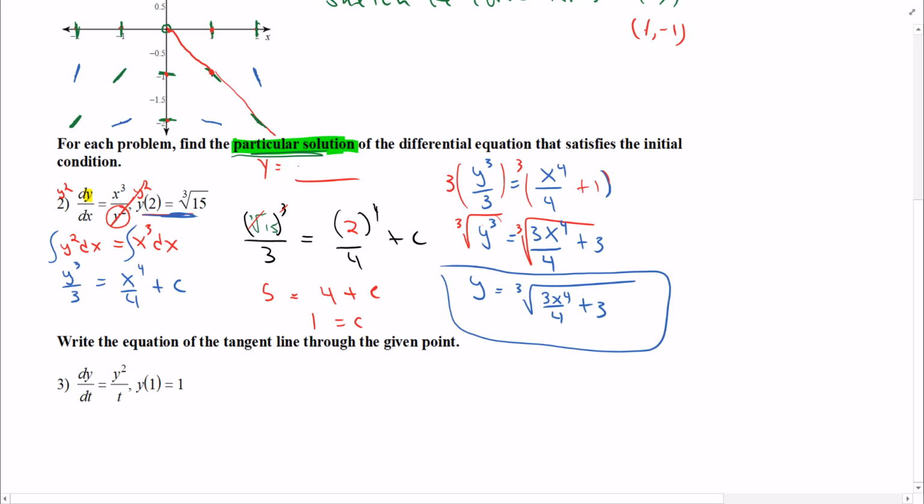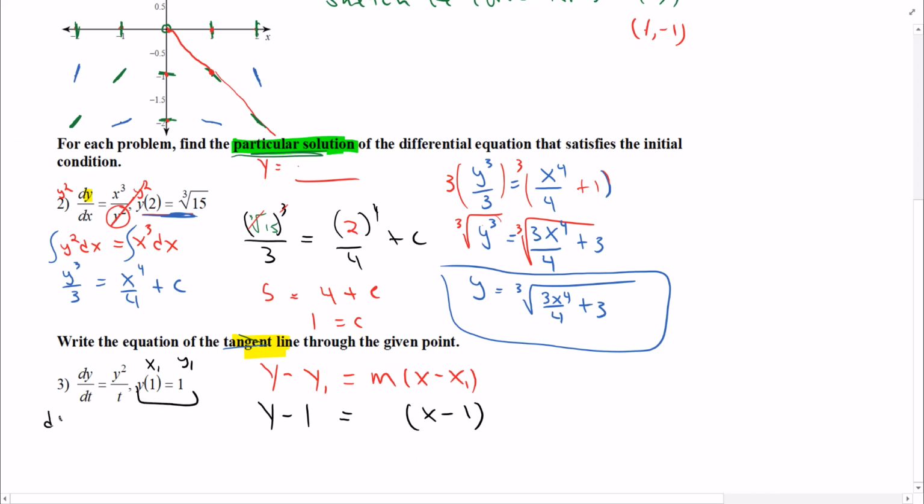All right. Last equation here is write the equation of the tangent line. So again, we want a tangent line through the given point. Remember, the overall idea of a tangent line is a line. Y minus y1 equals m times x minus x1, where x1, y1 is a point and m is the slope. They basically give us, here's x1, here's y1, right? So they're giving us those. And we need to find m. Well, m is simply the slope. The slope where? Well, the slope at 1, 1.